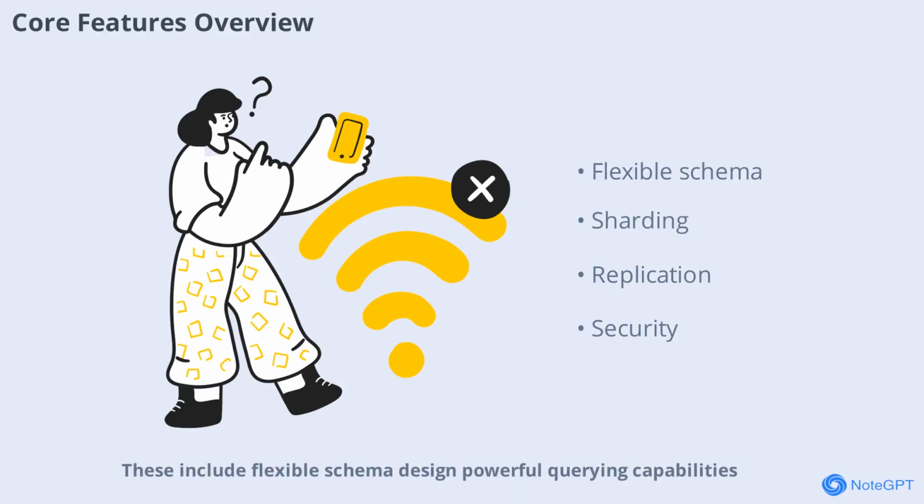MongoDB offers a rich set of features that make it stand out among NoSQL databases. These include flexible schema design, powerful querying capabilities, horizontal scaling through sharding, and built-in replication for high availability. Additionally, MongoDB provides robust security features and comprehensive tools for monitoring and management, ensuring your data remains safe and accessible.